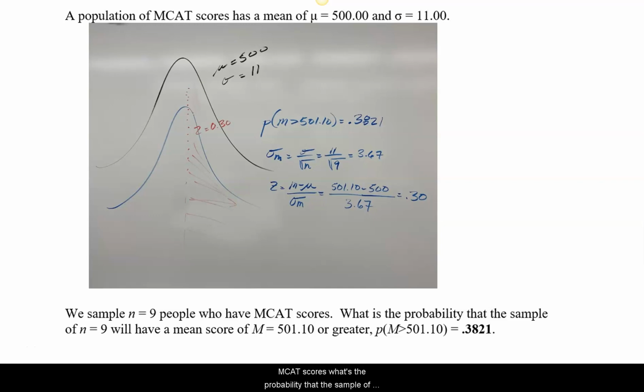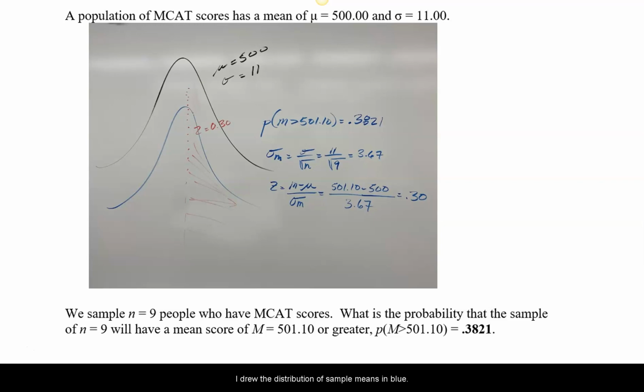What's the probability that the sample of n equals 9 will have a mean score of 501.1 or greater, as indicated by that symbol? Probability of a mean greater than 501.1. Now, I've given the answer there in bold, but let's talk about how I got at it.